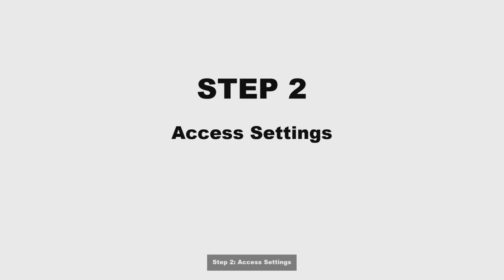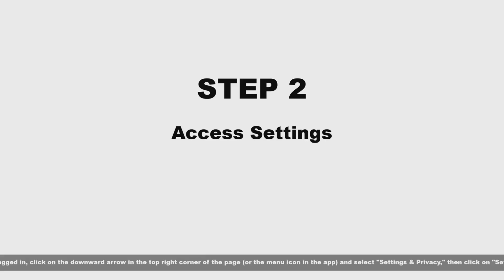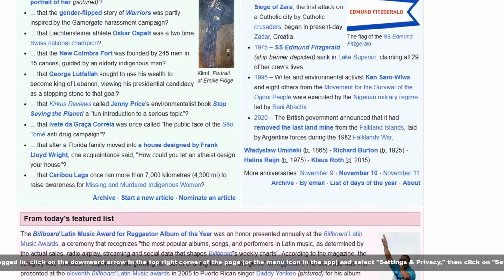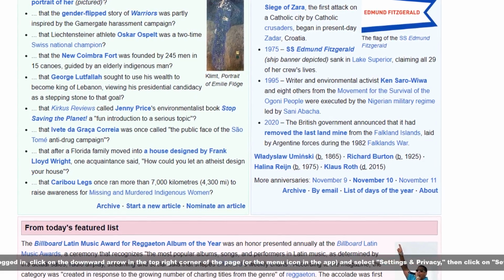Step 2. Access settings. Once logged in, click on the downward arrow in the top right corner of the page or the menu icon in the app and select Settings and Privacy, then click on Settings.